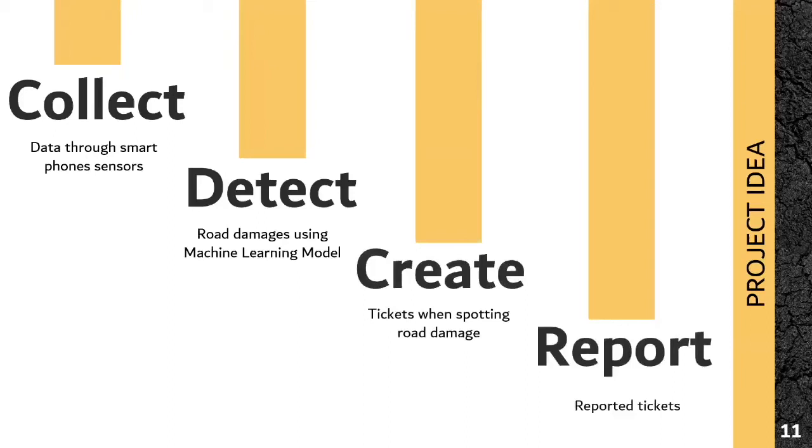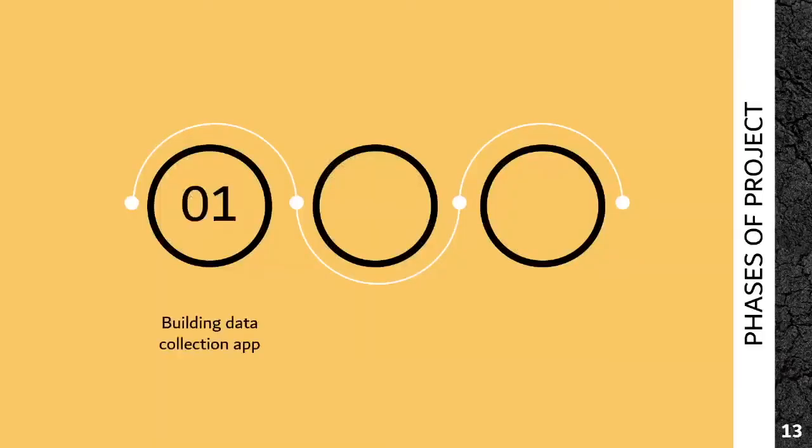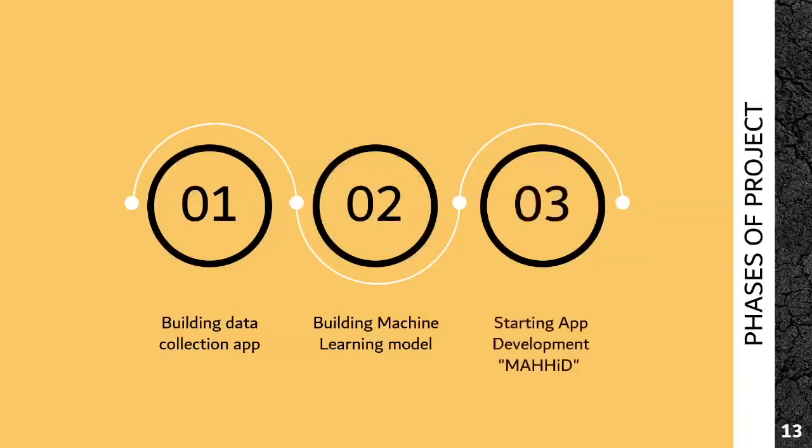After the idea, I'll go through the phases of our project. We have 3 phases. First is building a data collection application to collect data. In phase 2, we will take the data that comes from the data collection application to build our machine learning model. After that, we will start building the Mahid application that contains the detection of road damages using the pre-trained machine learning model. So those were the phases of our project.